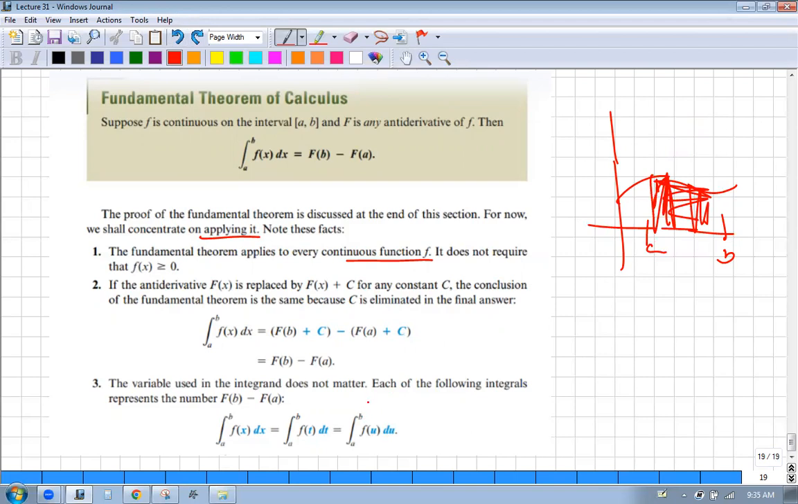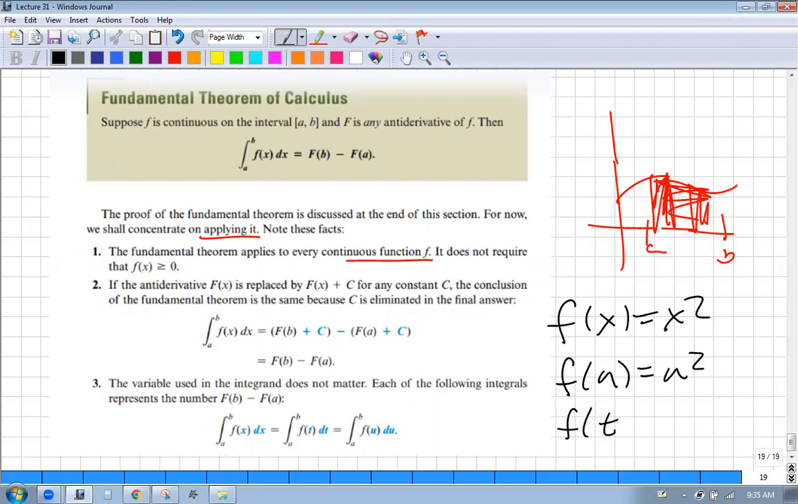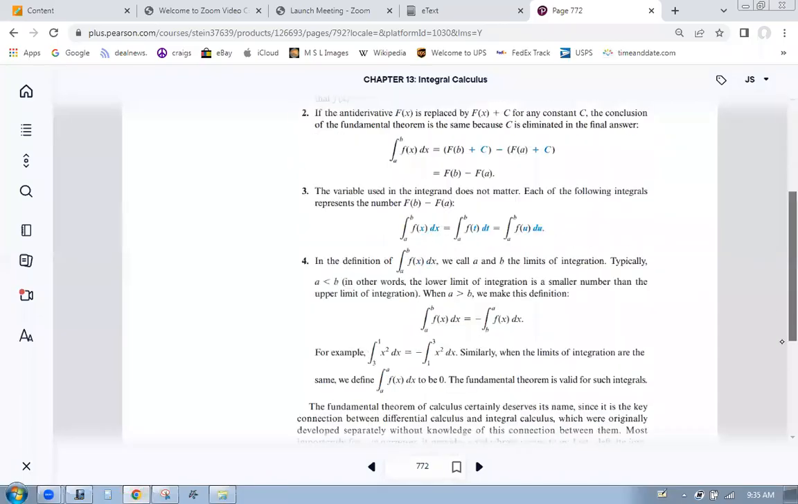The variable used in the integrand does not matter. The letter you're using in here, it doesn't matter. It's going to fall out. It disappears. So you can call this anything you want. Just like if f of x is x squared, I could say f of u is u squared, or f of t is t squared. It's all the same function. It doesn't matter what you call your variable. It's the same thing going on here. It's not relevant what you name things.